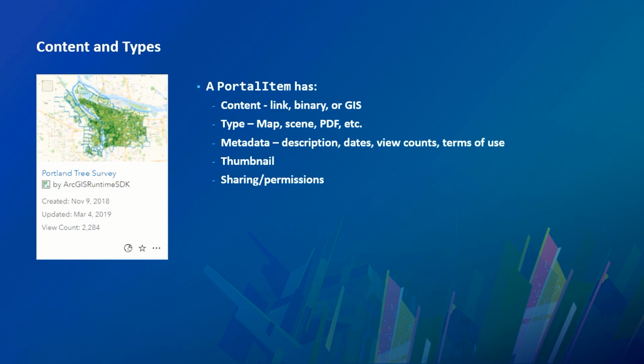So portal items consist of content and metadata about that content. And there's a variety of content that can be stored in them, including links to resources both inside and outside of your organization. You can store binary files. For example, the ArcGIS Runtime samples organization likes to publish our sample viewer apps as portal items as a preferred way of sharing. And you can, of course, also share GIS content in your portal, things like services, layers, maps and scenes, shape files, etc.